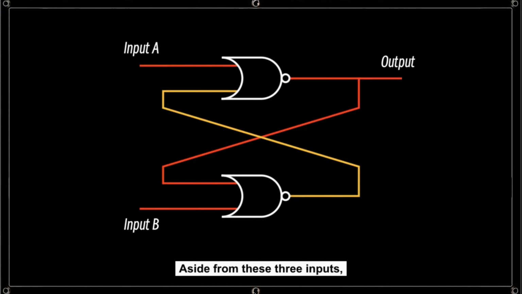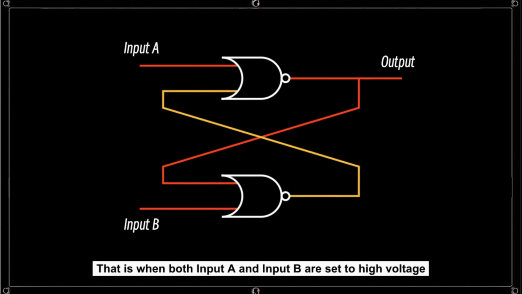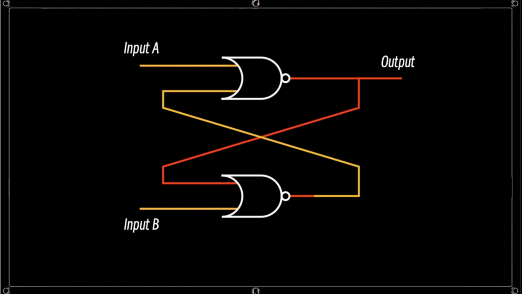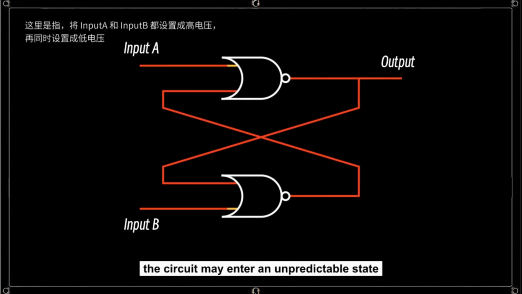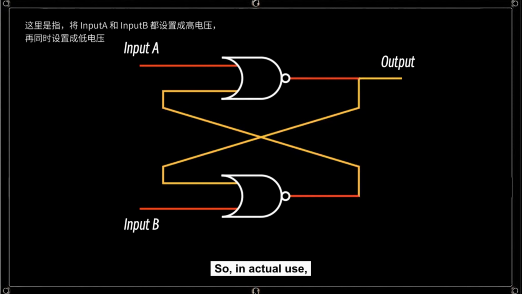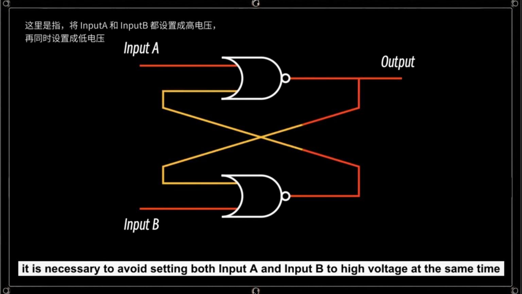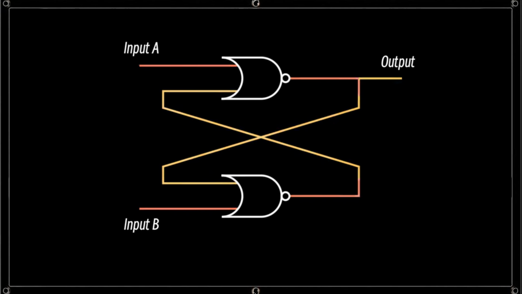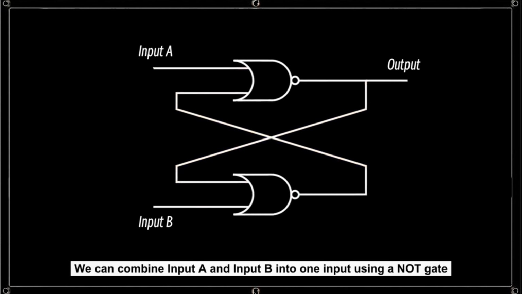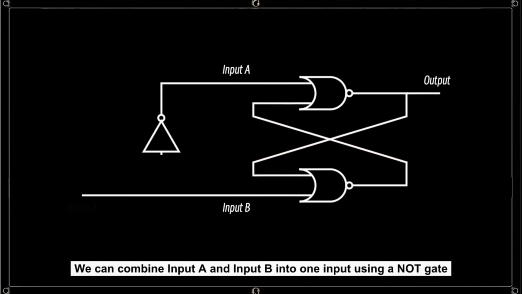Aside from these 3 inputs, there is another case: when both input A and input B are set to high voltage. We also introduced this in the last video. In this case, the circuit may enter an unpredictable state. So, in actual use, it is necessary to avoid setting both input A and input B to high voltage at the same time. So, how can we avoid that? We can combine input A and input B into one input using a NOT gate.